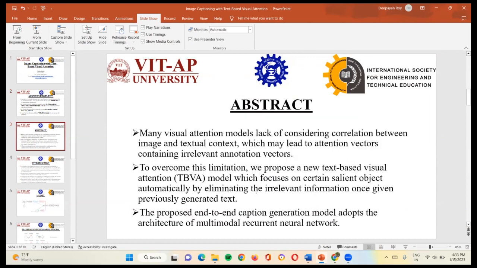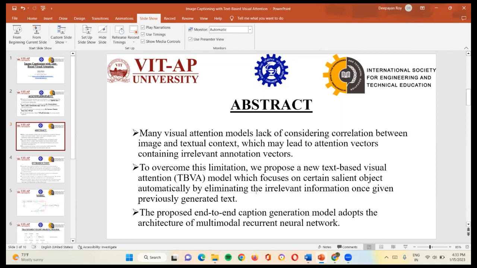In many visual attention models, the correlation between image and textual context is not considered, which may lead to attention vectors containing irrelevant annotation vectors. To overcome this limitation, we propose a new text-based visualization attention model, which focuses on certain salient objects automatically by eliminating the irrelevant information once given previously generated text.